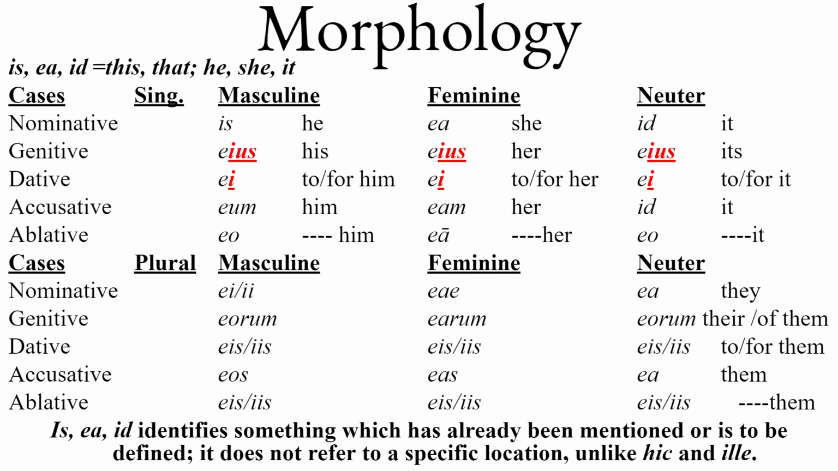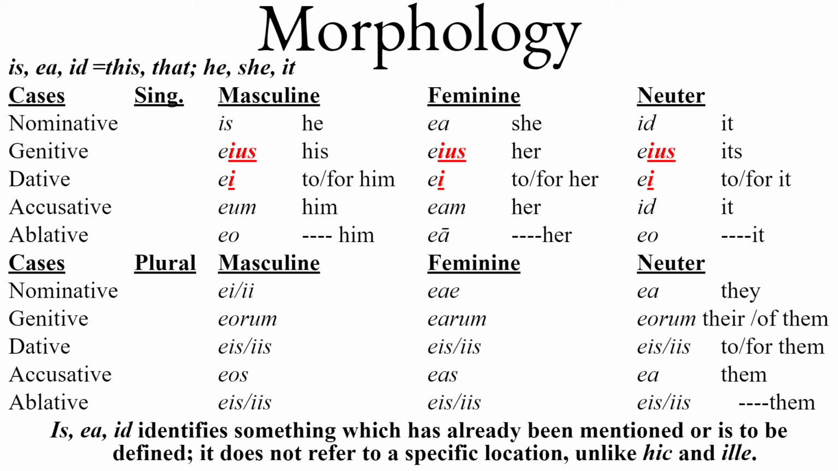All right, let's look at some morphology, at some forms, because, hey, that's why you're here. You love charts. So, is, ea, id. We'll start with the non-locative demonstrative pronoun, the one that does not show a specific location. That's opposed to hic and ille, where hic points out something that is close by, and ille points out something that is far away, over there. So this one, is, ea, id, there is no specific location being used.